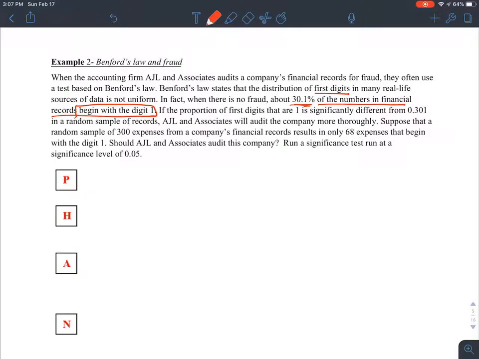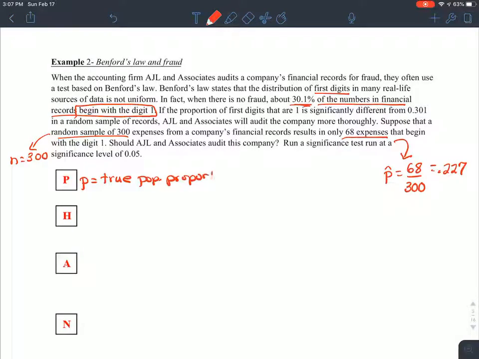Okay, so one thing we should note here is it says the random sample was 300, so we know n is 300. Also it mentions that 68 of them were beginning with the digit 1, so this is our p hat, our sample proportion value. So what we're measuring is a claim about p, the true population proportion of expenses beginning with a 1.